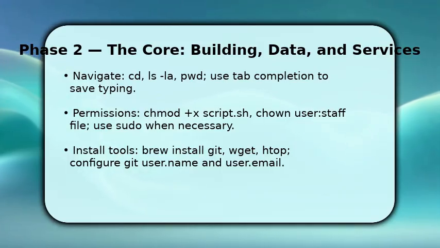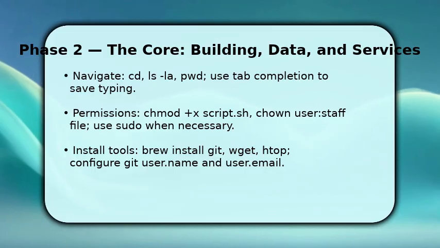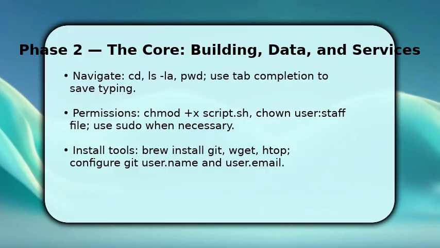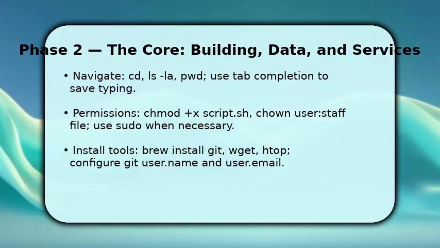Install developer tools with brew install git wget htop, then configure git with git config --global user.name and user.email so commits carry your identity. This middle phase builds a safe, repeatable environment.